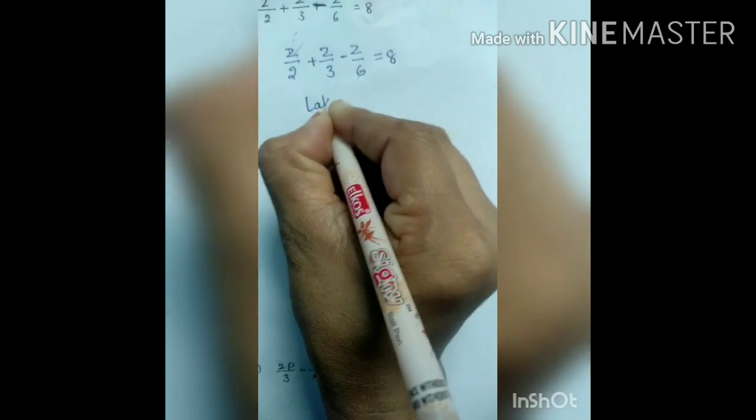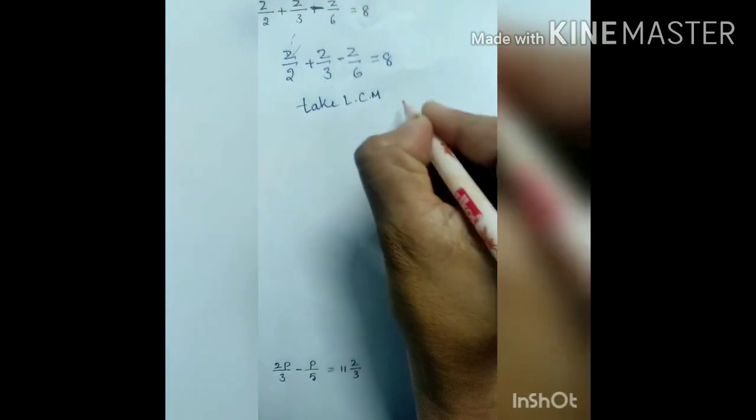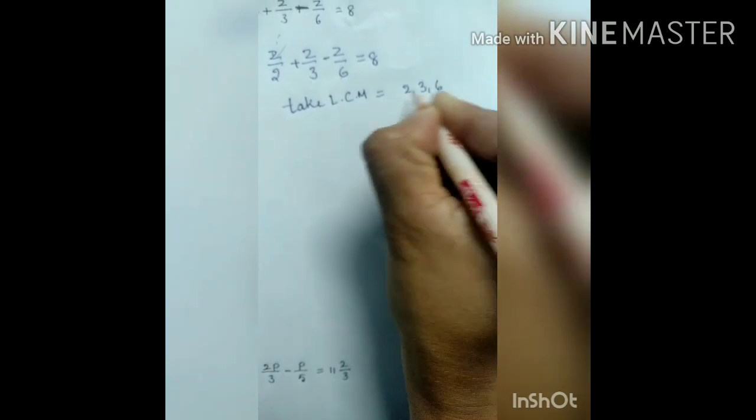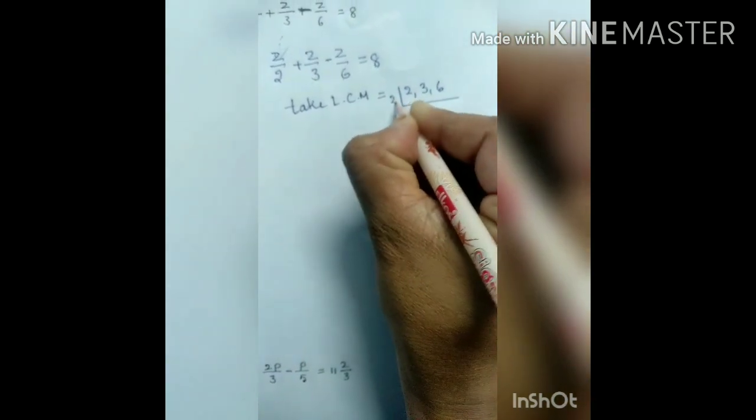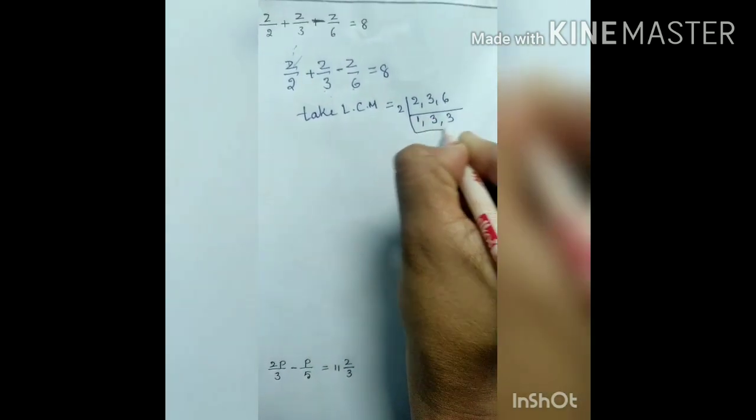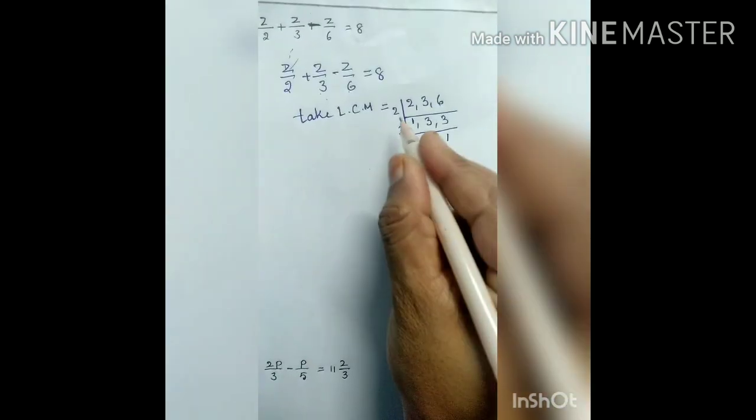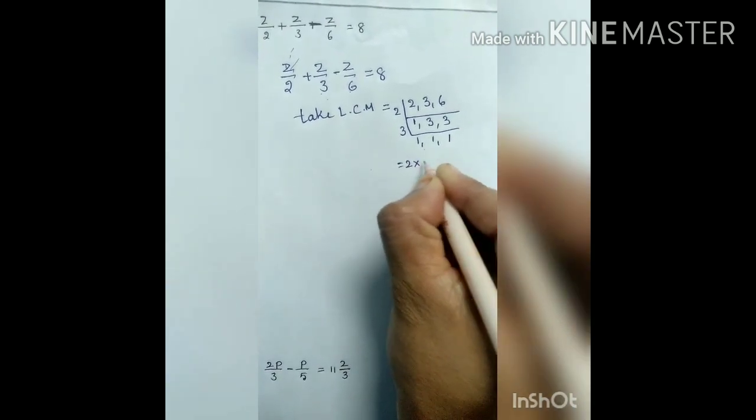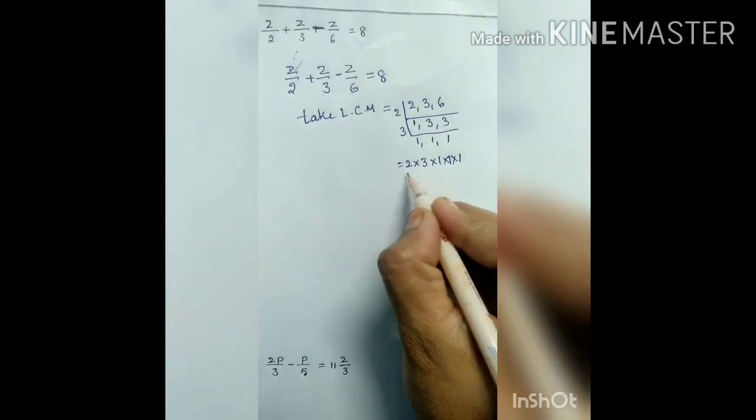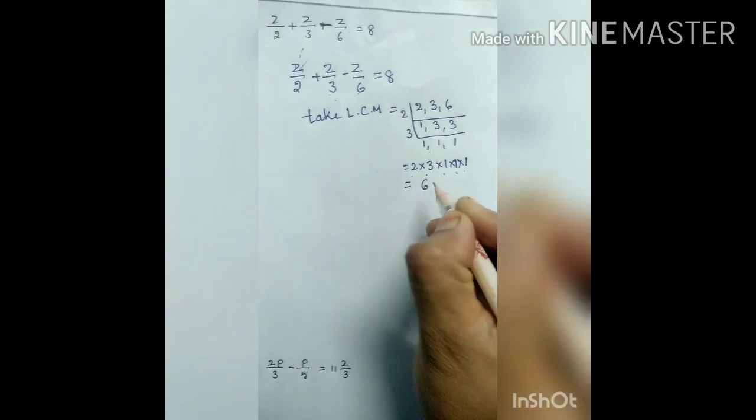What is the LCM? Least common multiple. Here we have 2, 3, 6. 2 is possible one time, 3, 3 twos are 6. In the next step, 3 is possible, 1, 1. So the product is 2 into 3 into 1 into 1 into 1, which is 6. So the LCM is 6.